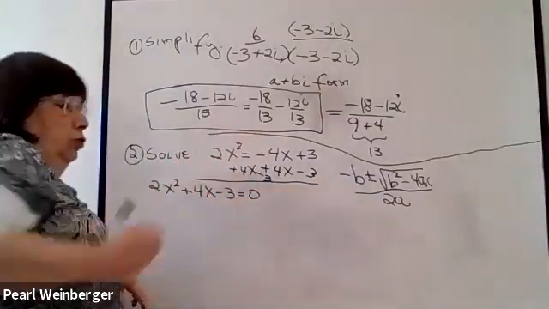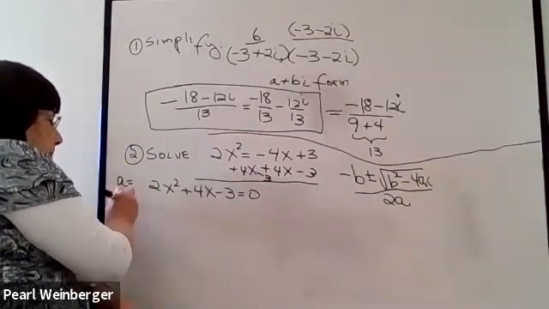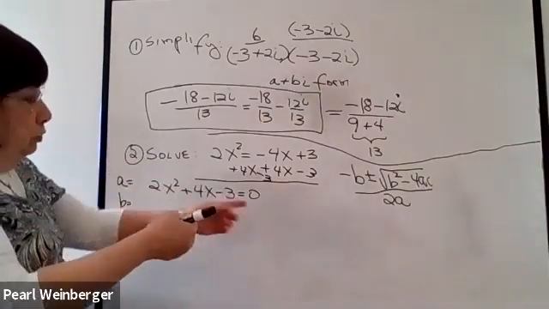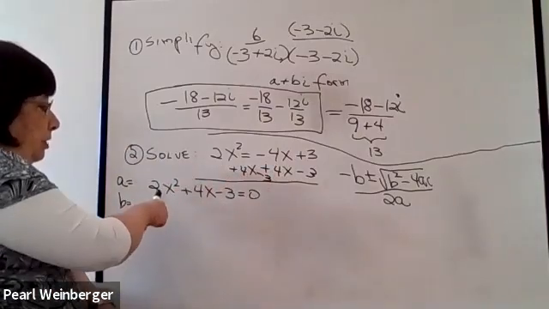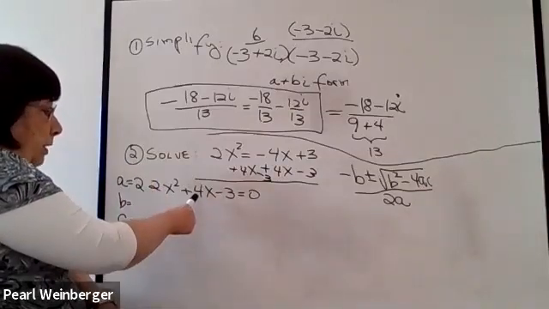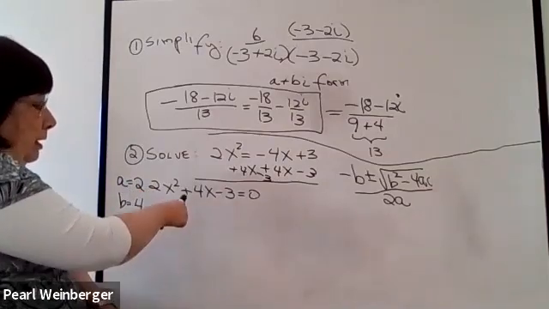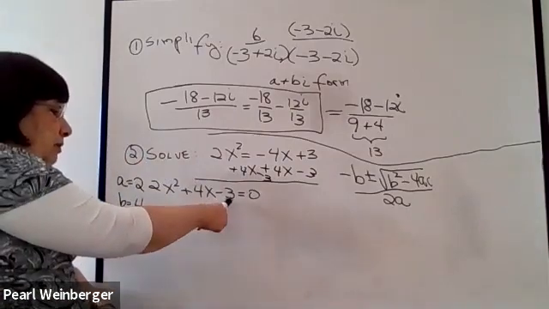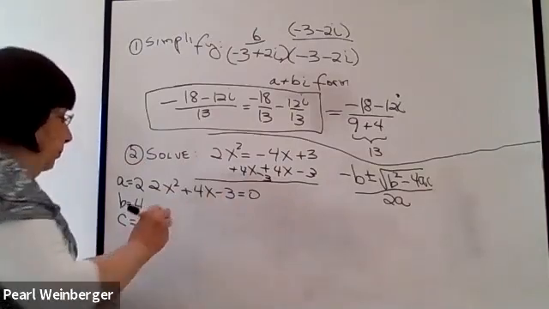So the first thing I'm going to do is write down what my A, my B, and my C is, and then I'm going to substitute it into the formula to get the answer. So the A is the number that's in front of the x squared, so in this case it's 2. The B is the number that's in front of the x, and it's 4. Remember, you include the sign with the number. And the C is the standalone number that's not attached to any x.